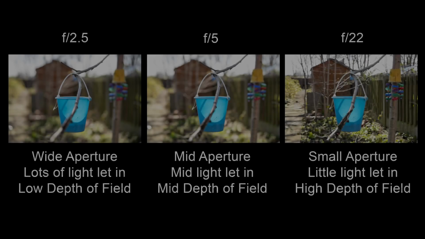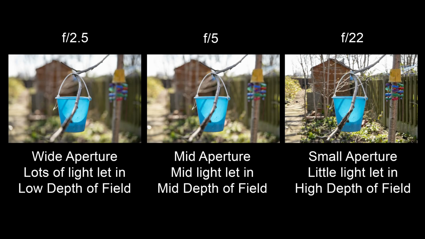So the aperture controls the amount of light coming in. If it's very wide, it lets a lot of light in. If it's very small, it lets hardly any light in. But it also controls that depth of field. If it's very small and not letting much light in, then also you're going to get a lot of the photograph in focus from front to back.